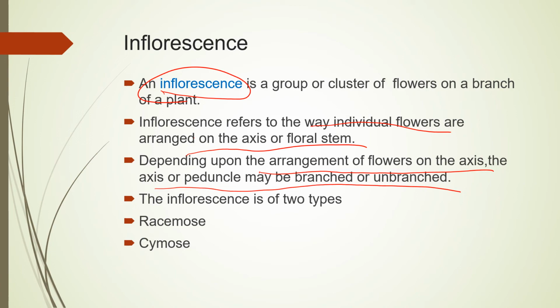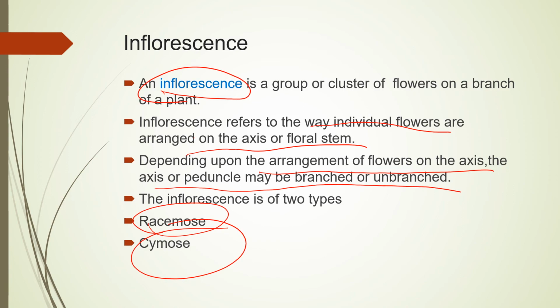How the flowers are arranged on the axis depends on the axis of the peduncle, that is, how the branches will be. The peduncle may be branched or unbranched, and the two main types are racemose and cymose. Let us have a look at how this cluster of flowers is arranged on the branch, and what the term inflorescence means in a diagram.